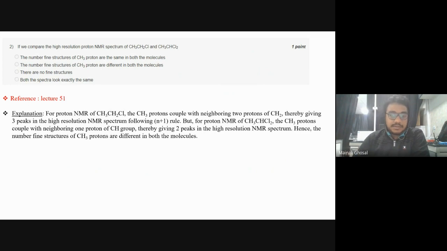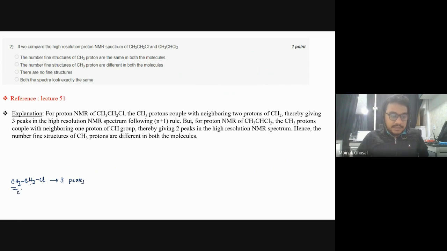I am just writing again the same thing, for proton NMR of CH3CH2Cl. For CH3, I'm writing below it. So for CH3CH2Cl, I'm just interested in this CH3, and you can see there are two protons, so there will be three peaks.